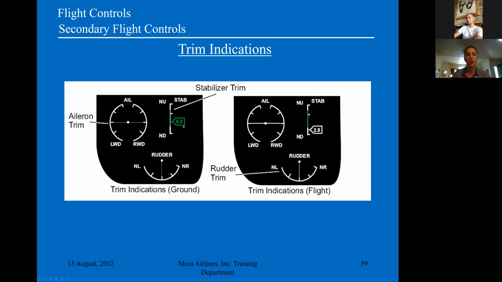Trim indications on the ground are different than in the sky. On the ground you get this white, but you still get this green ready range for the stab trim. Excuse me, green on the ground, white in the air.